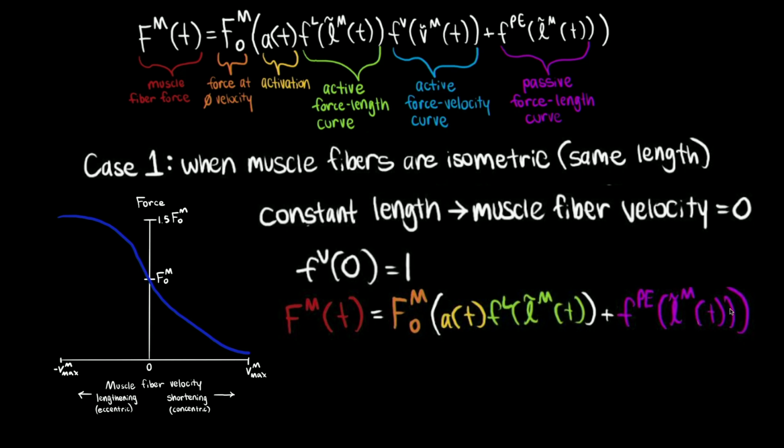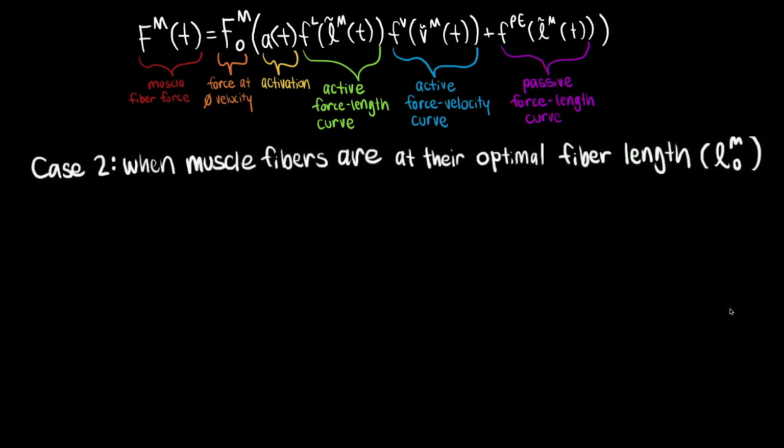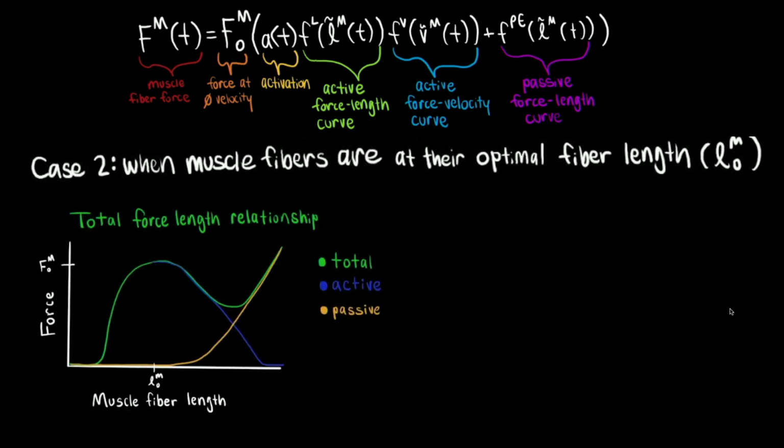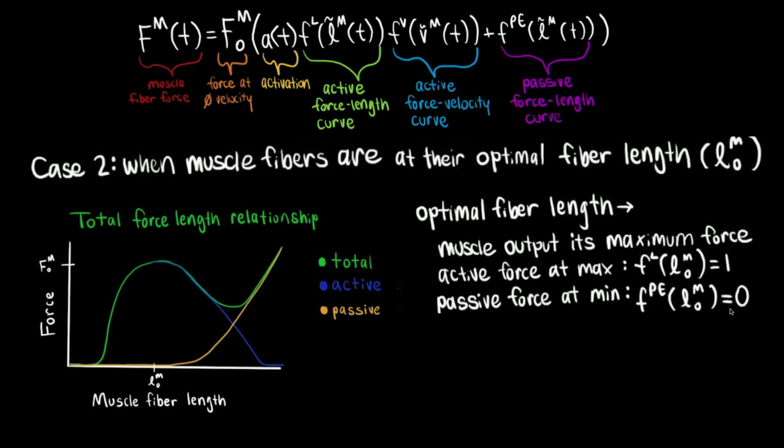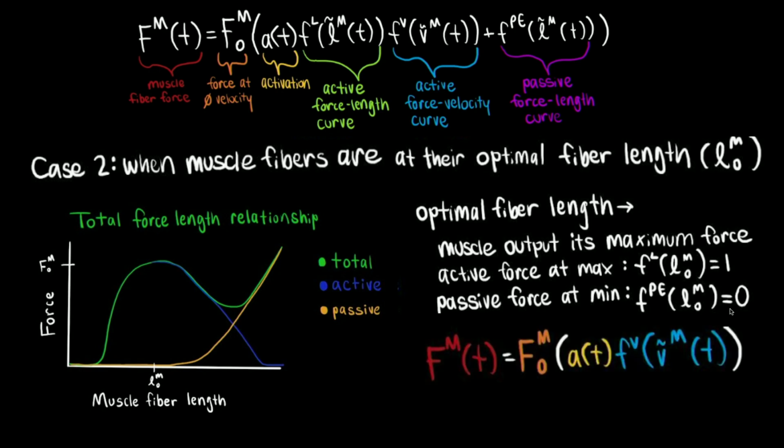What about when the fiber is at its optimal length? At optimal length, the muscle is outputting its maximum force, so the active force is at its maximum and the passive force is at its minimum. The active force from the force length curve becomes 1 and the passive force becomes 0, so the equation simplifies as seen on the screen.